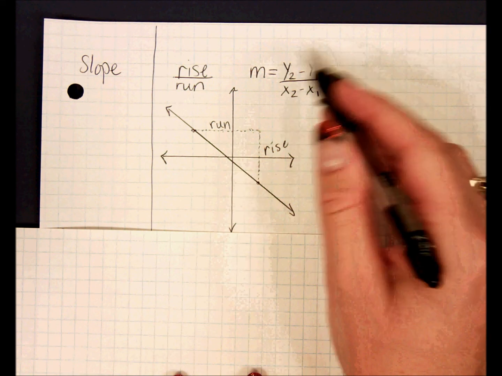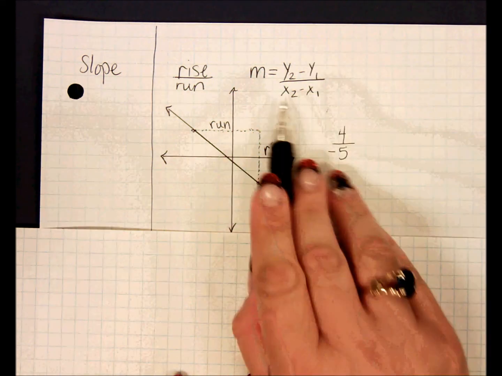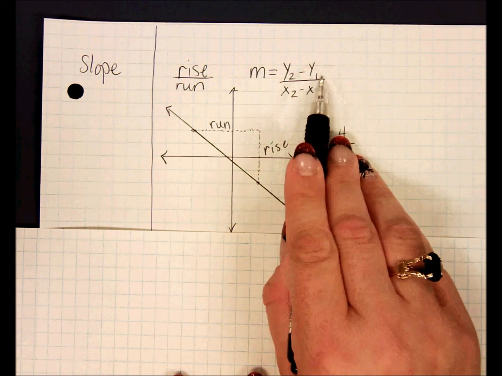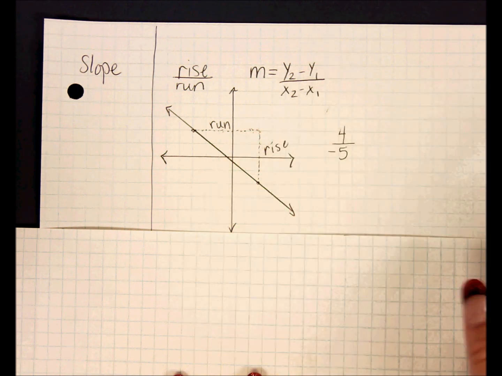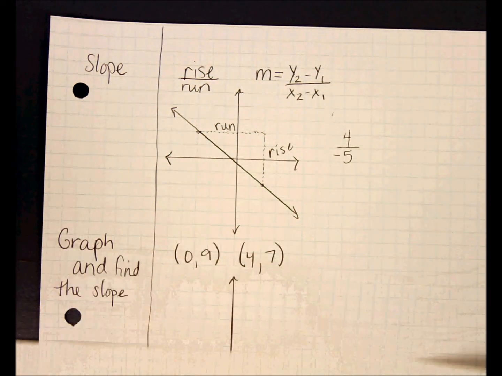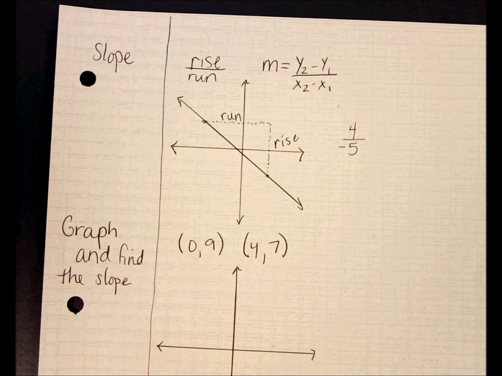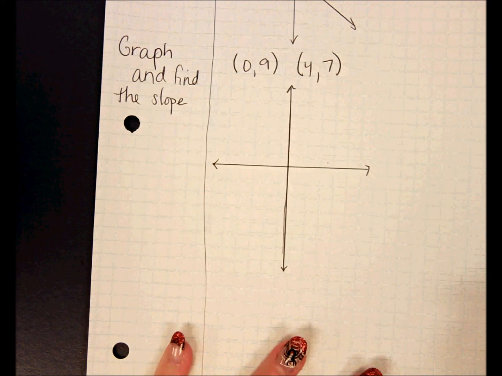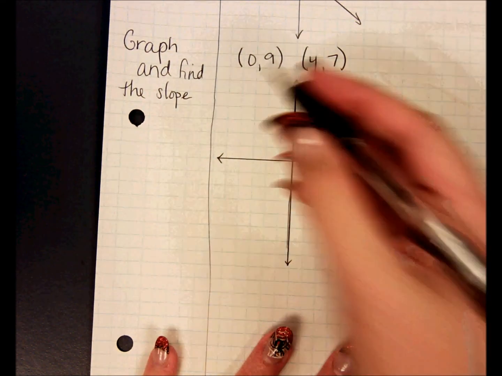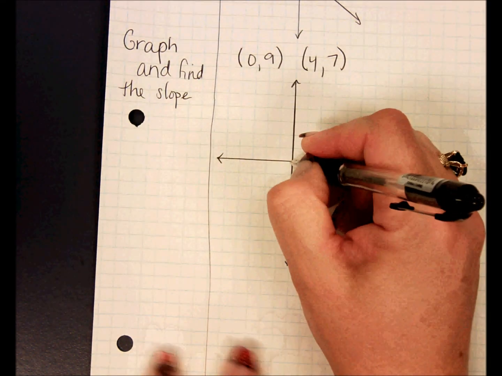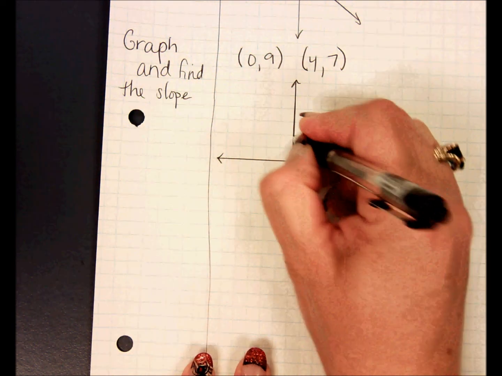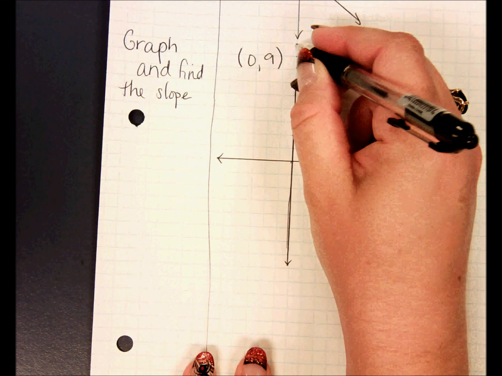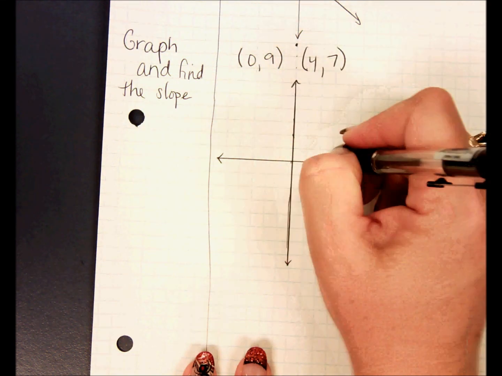So now, if I'm given 2 points, I can find the slope this way: y2 minus y1 over x2 minus x1. So let's try some problems to see how that works. So graph and find the slope. All right, so first it says graph and find the slope. So 0, 9. Ooh, way up there. 4, 7.